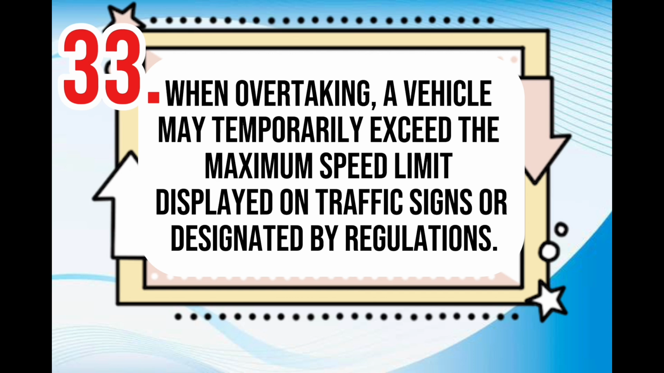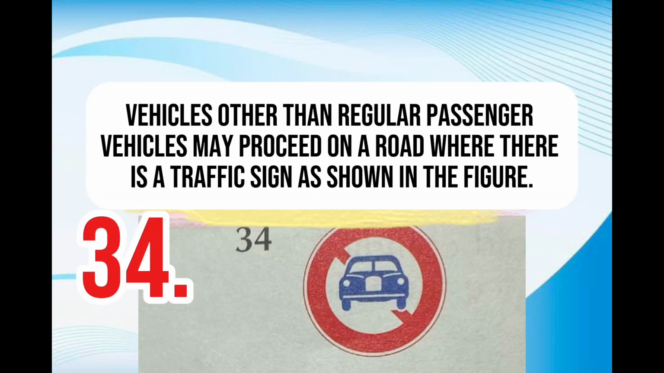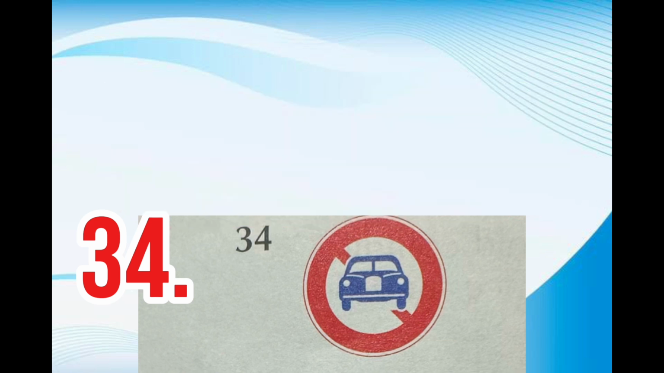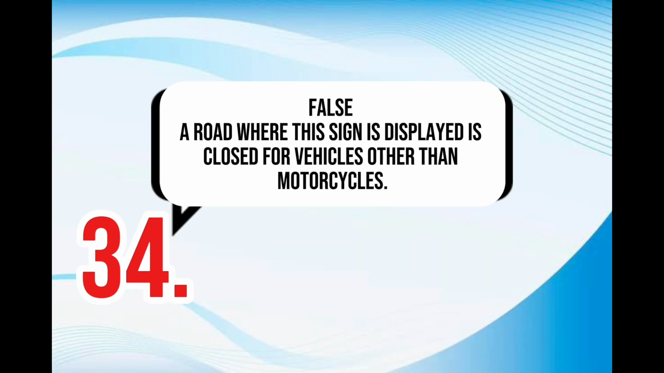When overtaking, a vehicle may temporarily exceed the maximum speed limit displayed on traffic signs or designated by regulations. False. Exceeding the maximum speed limit is prohibited, even when overtaking. Vehicles other than regular passenger vehicles may proceed on a road where there is a traffic sign as shown in the figure. False. A road where this sign is displayed is closed for vehicles other than motorcycles.